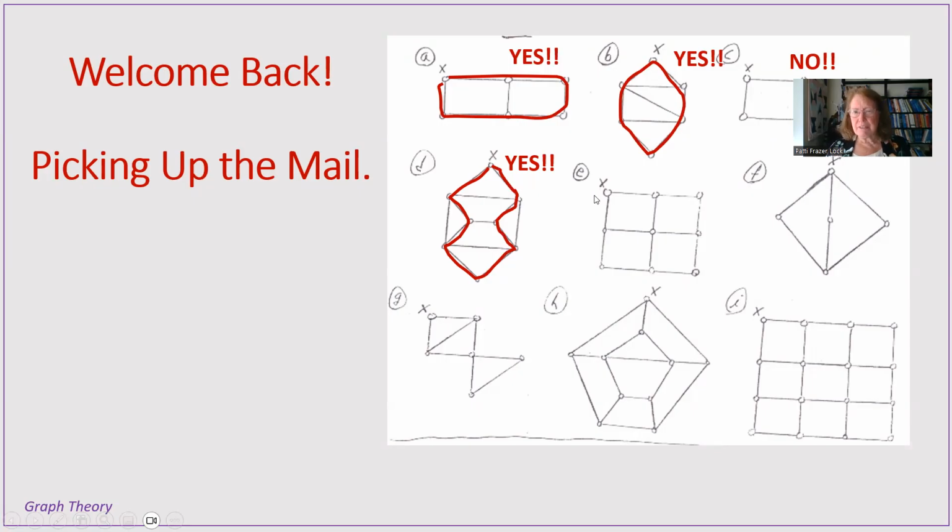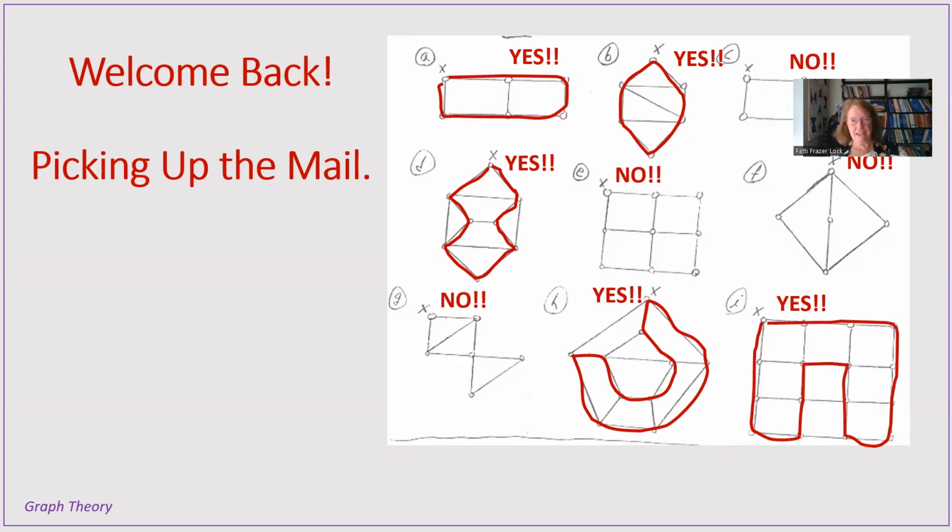For E, you can try, but you can't do it. For F, you can try, but you can't do it. For G, you can try, but you can't do it. You would have to repeat this one, and you're not allowed to repeat a dot. For H, you can. There's a variety of ways you can do it. The answer is yes. Here's one of the possible ways. And for I, the answer is also yes.